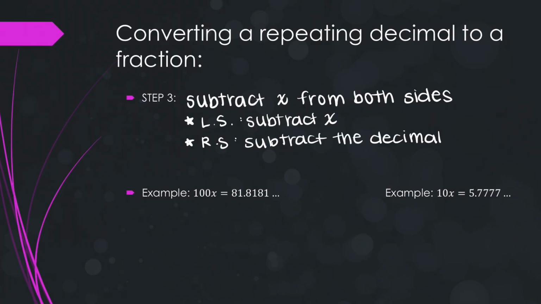Okay, so in the first example, we had 100x equals 81.8181. We had determined that previously. And so now I'm going to subtract x from the left side, and I'm going to subtract it from the right side as well. 100x minus x is just 99x. We have 1 less x than we started with on the left side. But on the right side, I'm actually going to convert it back to its decimal form, because I can do that. The x and the decimal mean the same thing. The reason for this is now my decimals match up.